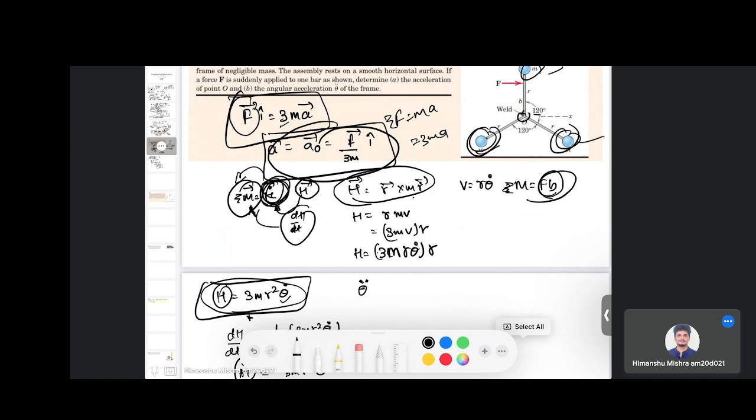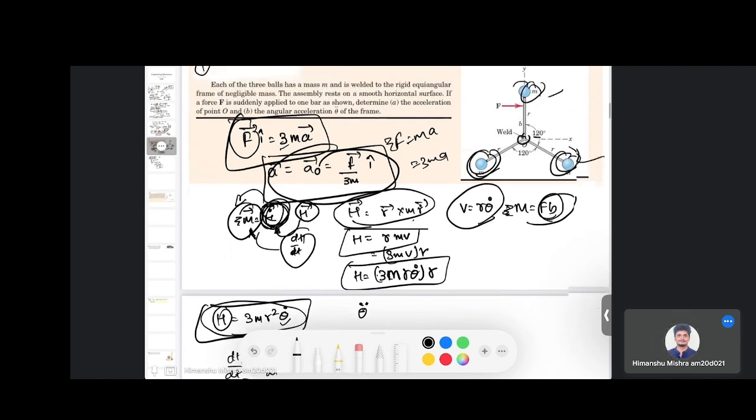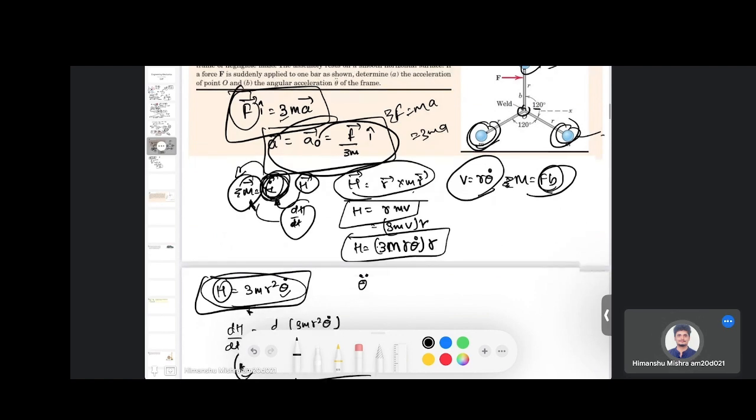So we write down the expression for angular momentum in a scalar form, which is r mv. So v can be defined by angular velocity, which is theta dot. So my angular momentum can be defined in terms of theta dot, right? Because theta dot is my angular velocity.